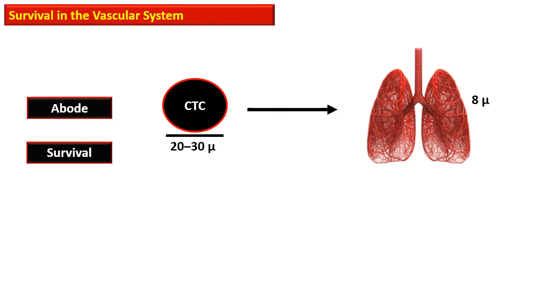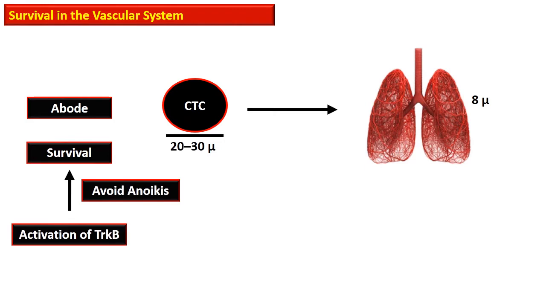The individual cells are prone to anoikis, that is the special form of apoptosis when a cell detaches from its attachment. To avoid anoikis, one mechanism has been recognized, that is the activation of TrkB. This TrkB, or tyrosine kinase B, mechanism activation is a suppressor of anoikis.